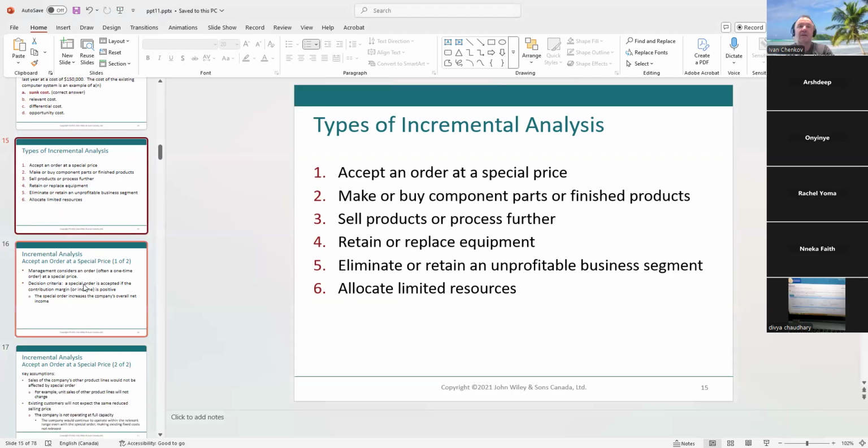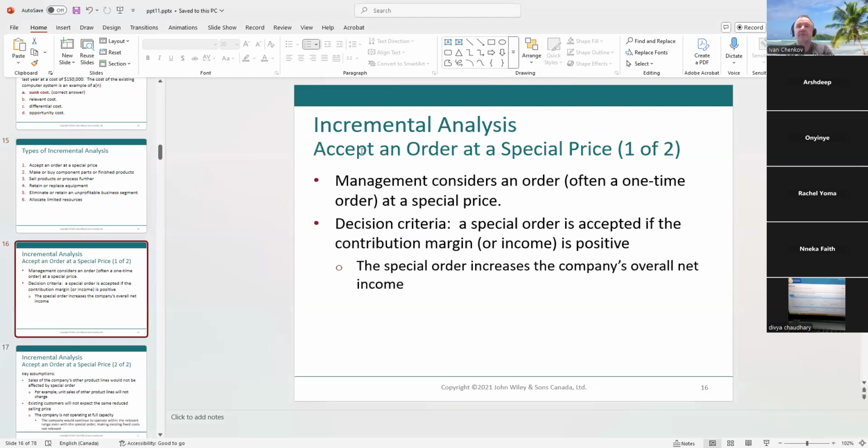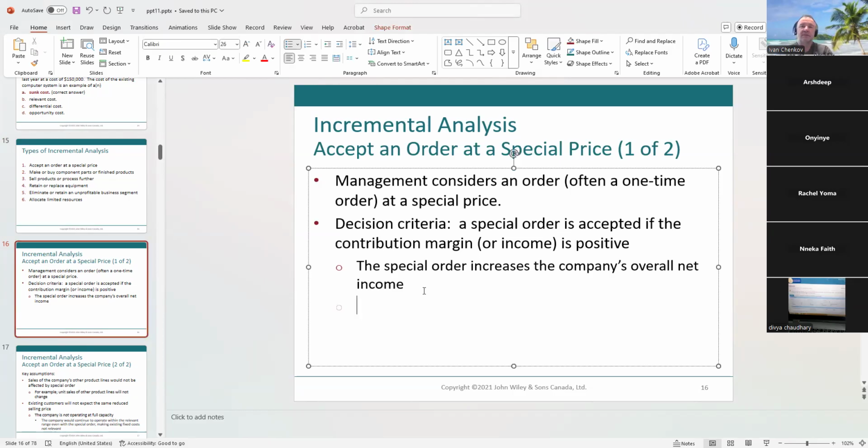Let's wrap up very quickly the acceptance of the special order. Every time, we're going to accept a special order when the contribution margin is positive. What that means is, as long as the sales price minus the variable cost generates a contribution margin which is more than zero, we're going to go for it. As long as the price offered for that special order is enough to cover the variable cost and to give us contribution margin, we're going to go for it.